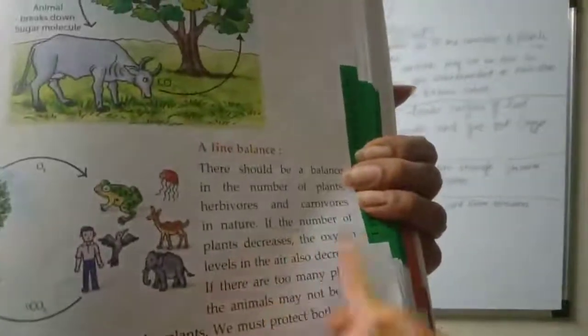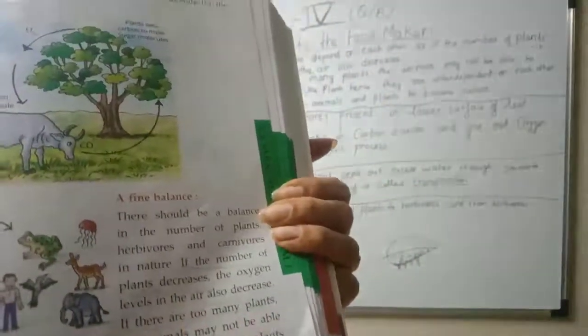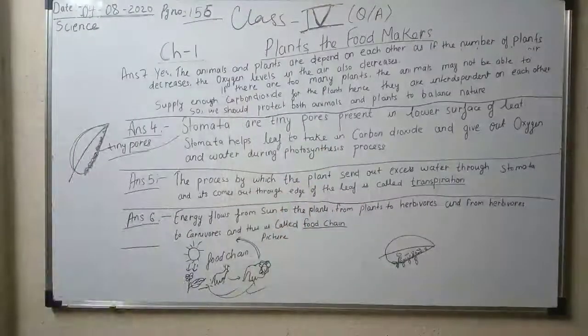From here: if the number of plants decreases, the oxygen level in the air also decreases. If there are too many plants, the animals may not be able to supply enough carbon dioxide for the plants. In the same way I have also written the answer here. First of all, from your question: how can you say that animals and plants depend on each other? I will first say yes, animals and plants depend on each other, as if the number of plants decreases, the oxygen level in the air also decreases. If there are too many plants, the animals may not be able to supply enough carbon dioxide for the plants.